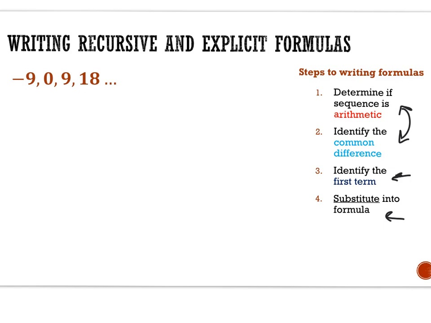So I have a sequence up here of negative 9, 0, 9, and 18. Because it's arithmetic, I should be looking for addition and subtraction. So as I go from here, we're adding 9 again, and then adding 9 again. Now if you can see that you're adding 9, you can immediately say that my common difference is 9. And so we can just jump right to that.